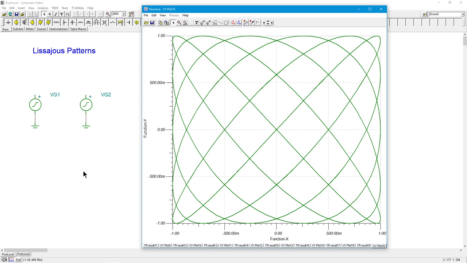All right, that's a pretty good tour, I think, of our Lissajous patterns and what they're used for. Phase shift measurement, obviously, is the biggie, but there's other things we can do.